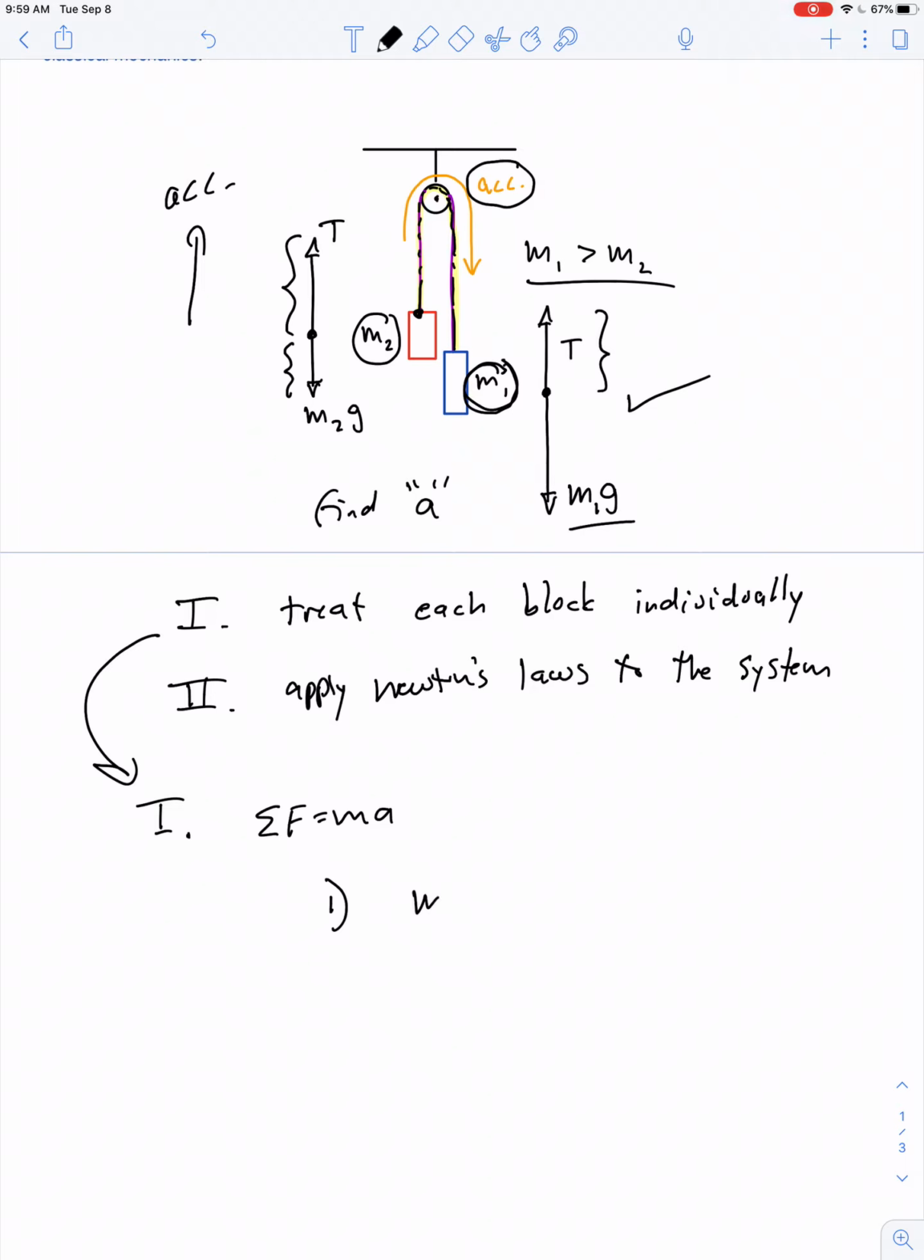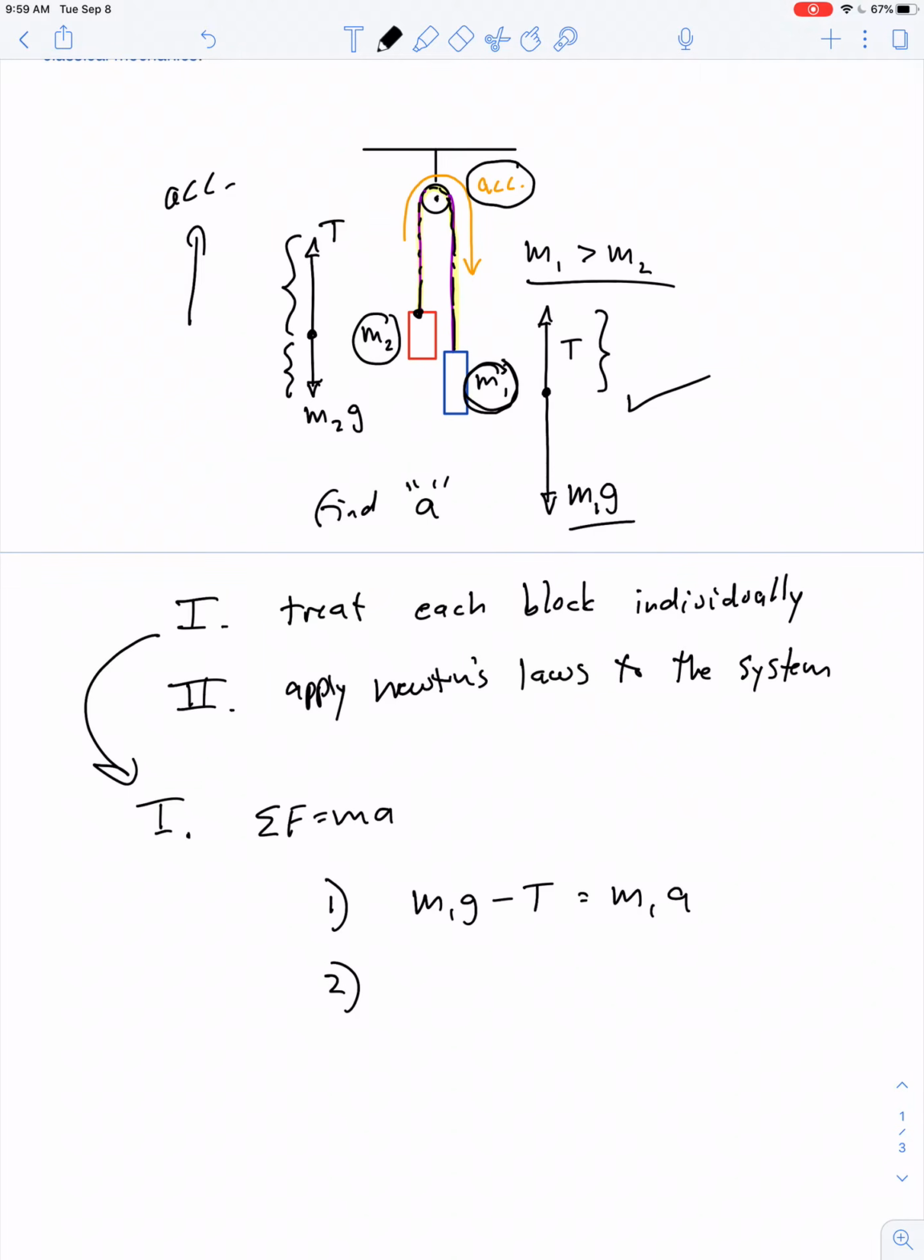It would just be equal to m1 times g minus T. We take the larger force in the direction of acceleration and subtract from it the smaller magnitude force opposite the direction of acceleration. So m1g minus T has to be equal to m1a. For block number 2, we'll use the same approach.